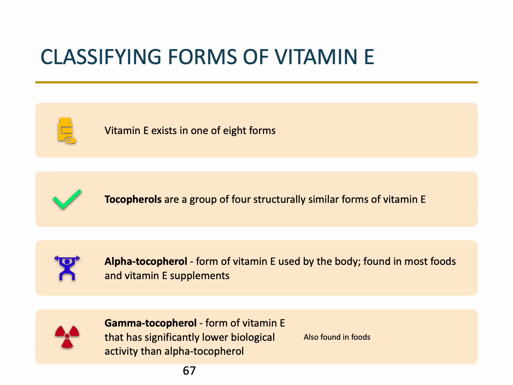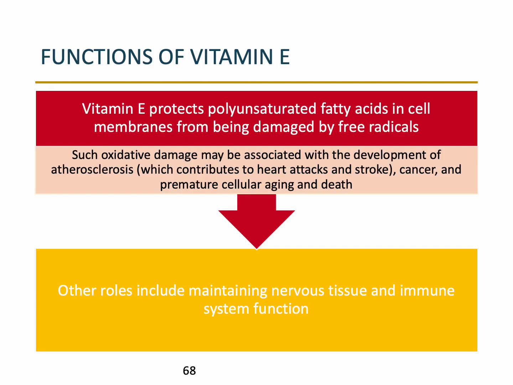Vitamin E has 8 different forms, and we'll talk about vitamin E in general, but we'll also mention a couple of the differences with a few of these forms as we go on. So vitamin E is the major antioxidant in fatty parts of our tissue. In addition to that, it also has roles in maintaining nervous tissue and in immune function.